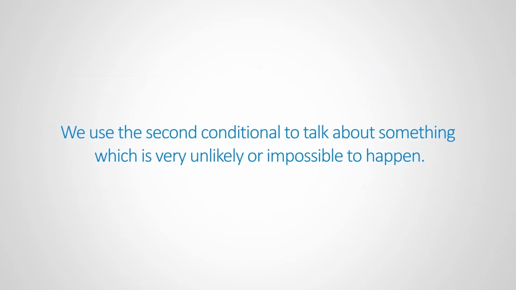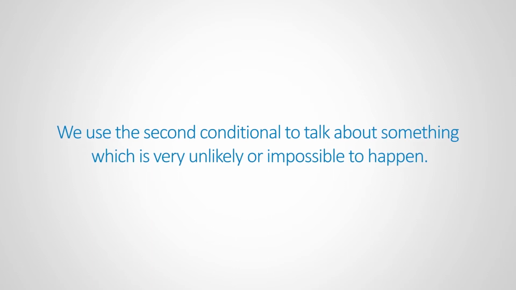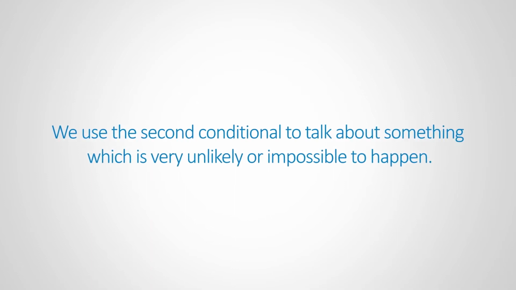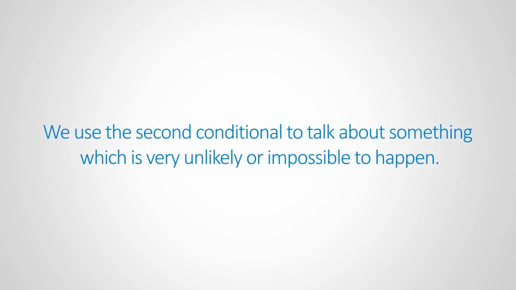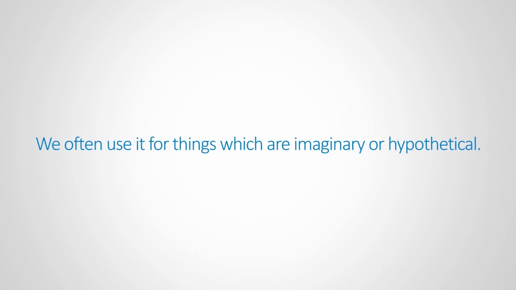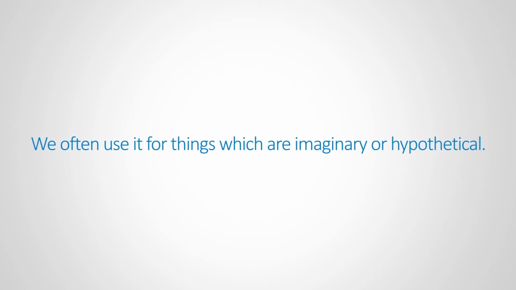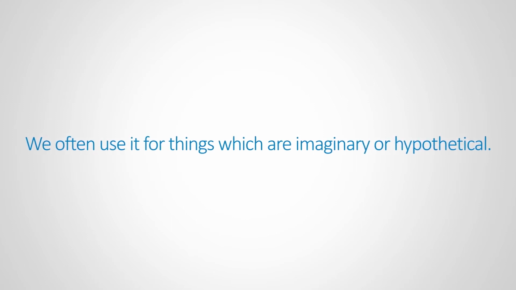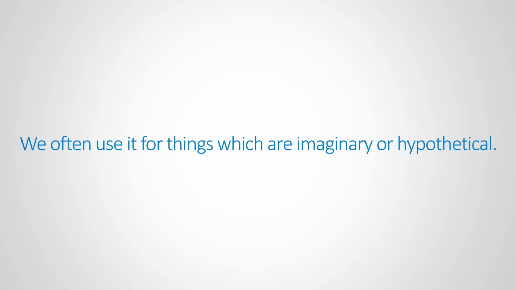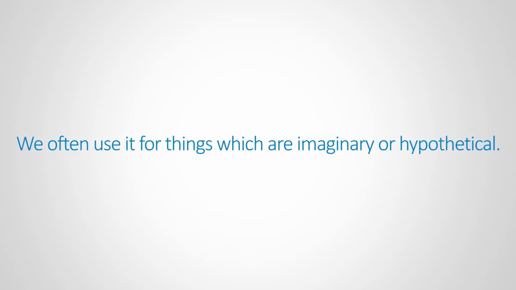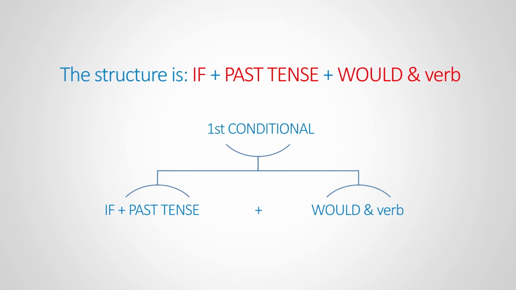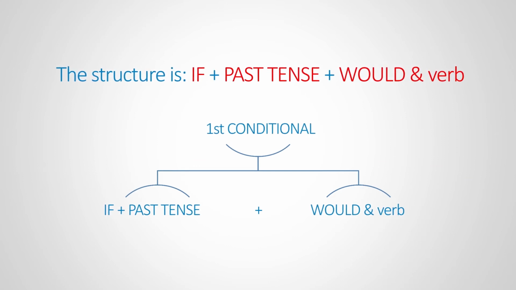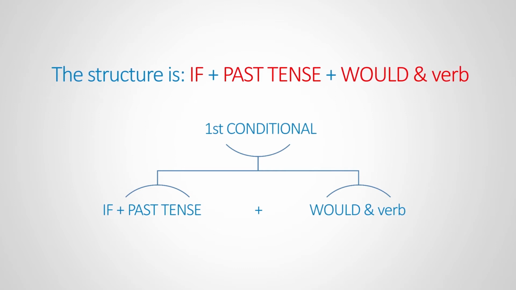We use the second conditional to talk about something which is very unlikely or impossible to happen. We often use it for things which are imaginary or hypothetical. The structure is if plus past tense plus would and verb.